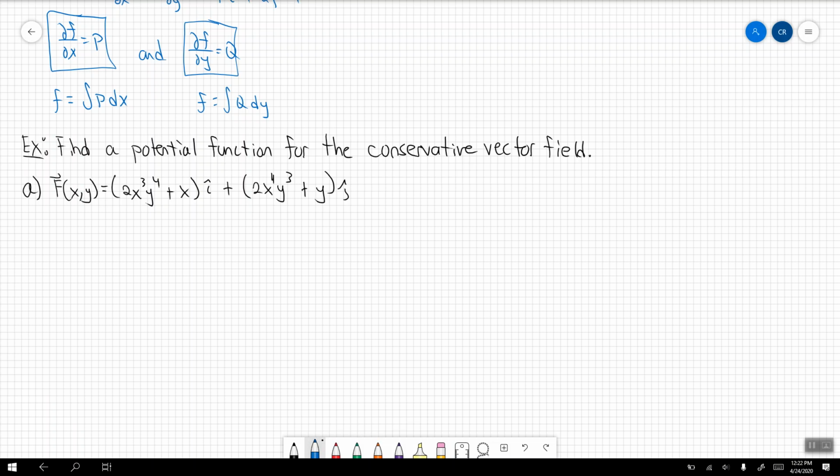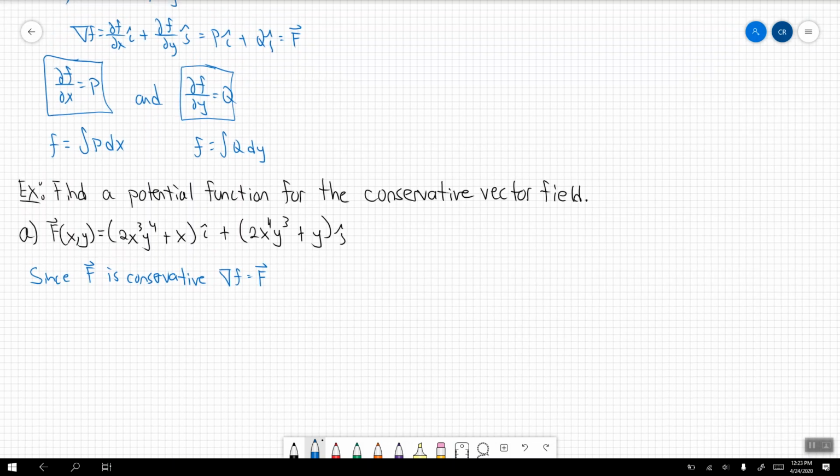So I'm going to say since F is conservative, we know that there is some potential function equal to the vector field. Now, what does that tell us? Well, that tells us that the partial derivative of my potential function with respect to x is going to be equal to P. In this particular case, P is 2x cubed y to the fourth plus x.